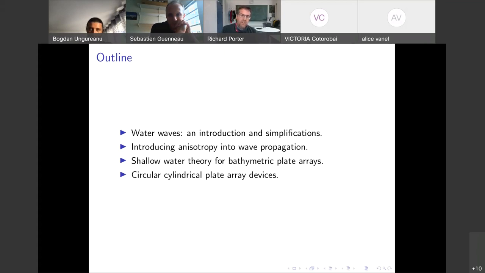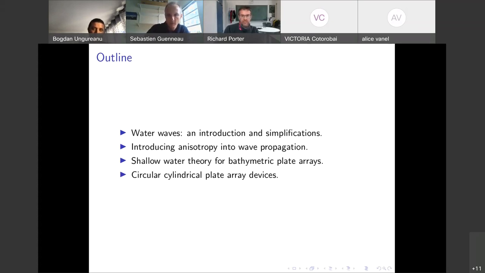Most of the applications that I'm going to talk about are going to be firmly in the water wave setting. So they'll relate specifically to the fact that I've got a fluid over bathymetry over a fluid bed. There will be some instances where the problems that I'm going to talk about have out and out analogies with acoustics and electromagnetics.